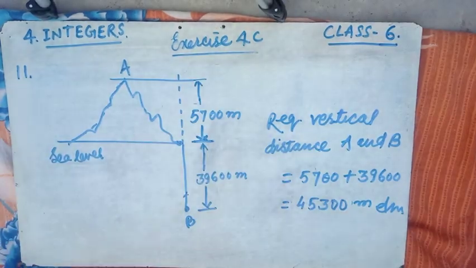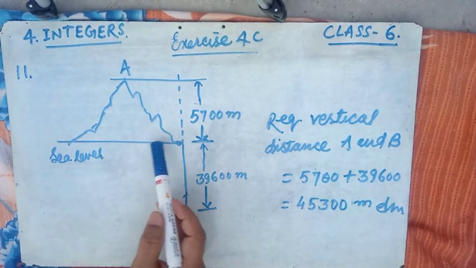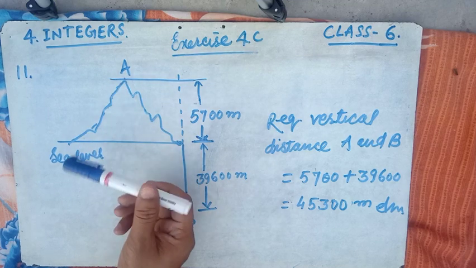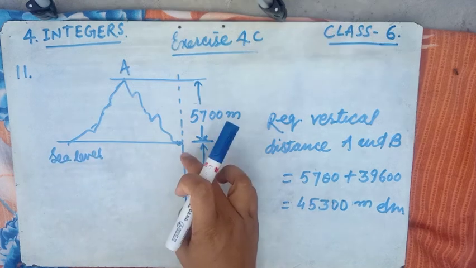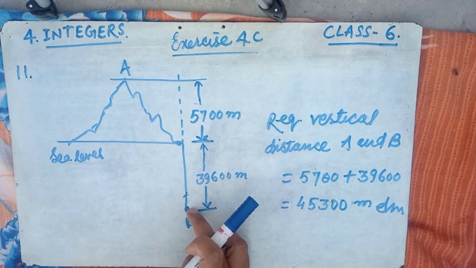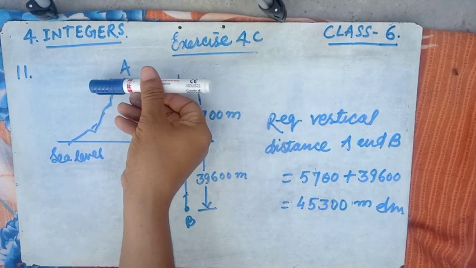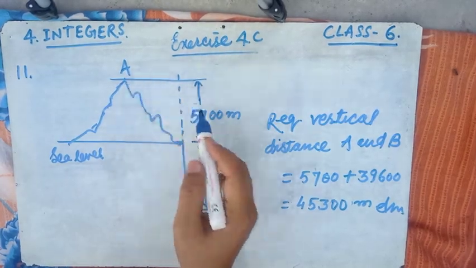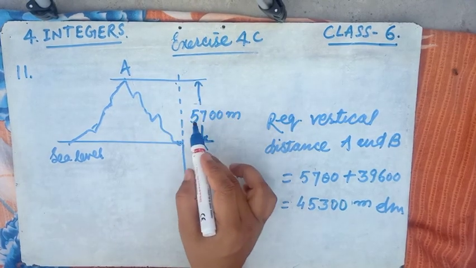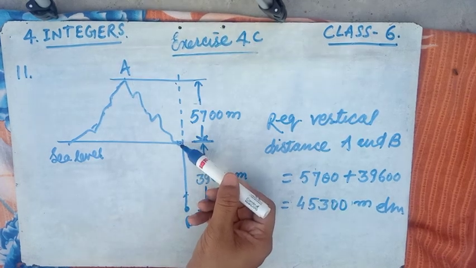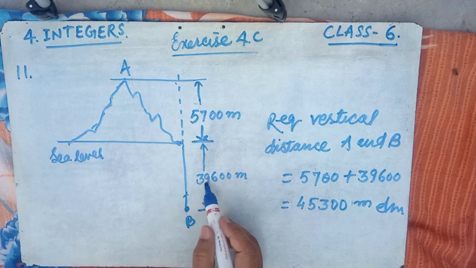Now have a look, there is a figure. I have already drawn the figure. Here is the sea level, and here is the mountain. A is at the top point of the mountain. Downward, inside the sea level, here is the point B. Now the distance from the sea level to A is 5700 meters, given, and the distance from the sea level to the point B inside is 39,600 meters.